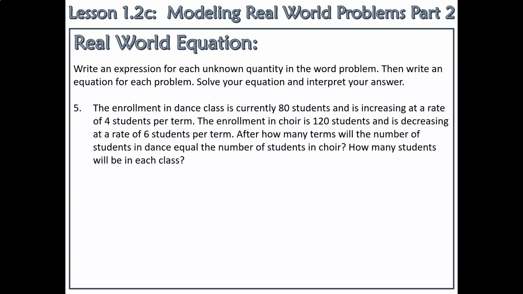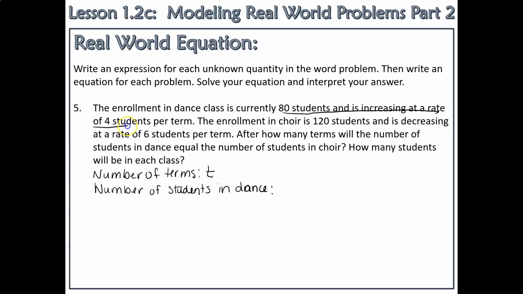Okay, so let's let the number of terms equal t. Then we're going to have the number of students in dance, which is right here: 80 students and increasing at a rate of 4 per term. So we have 80 plus 4 times the number of terms.